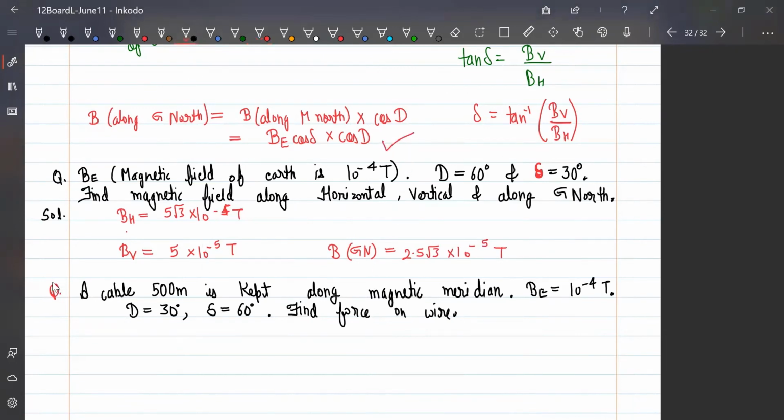In the next question, the cable is along the magnetic meridian, that is along the magnetic north, and current is going from magnetic south to magnetic north, like this. Find force on the wire. So first calculate the magnetic field along the magnetic meridian. Apurva, can you tell me the magnetic field along magnetic meridian?